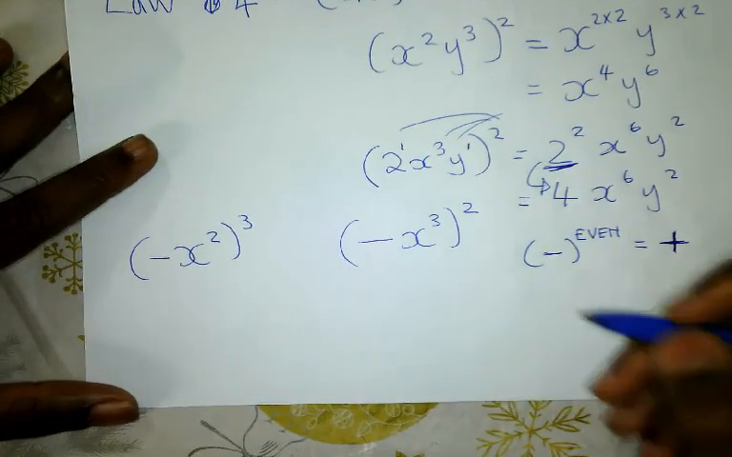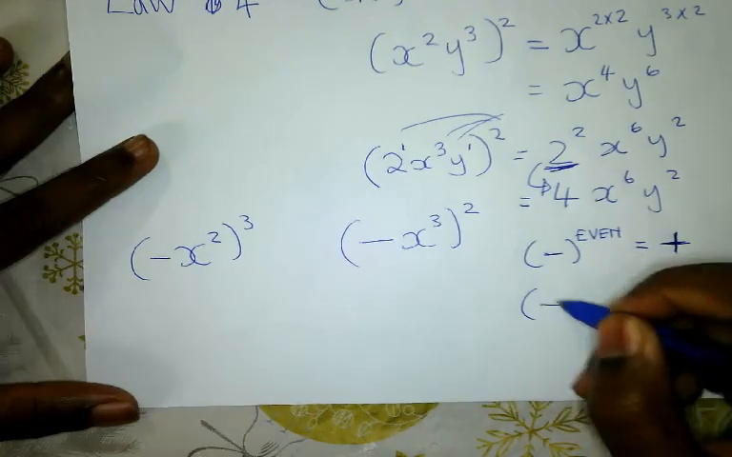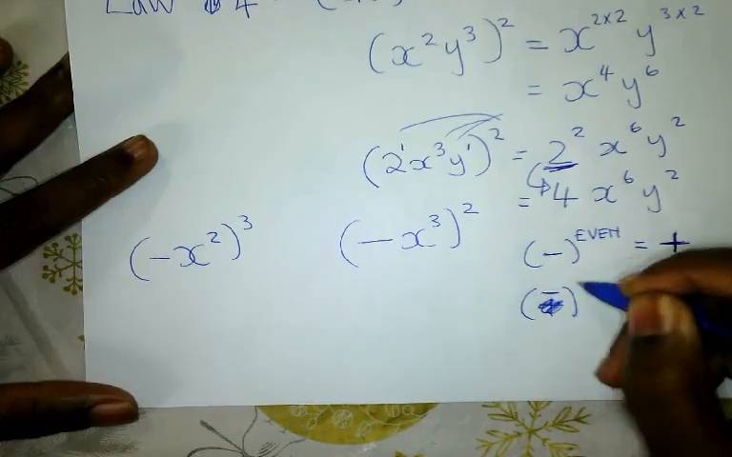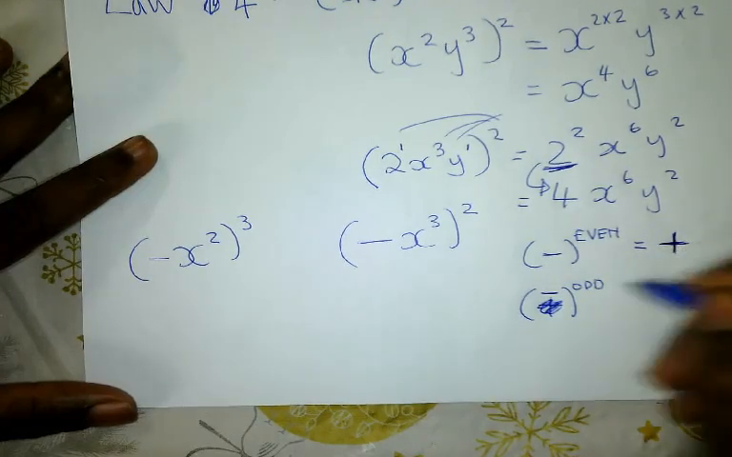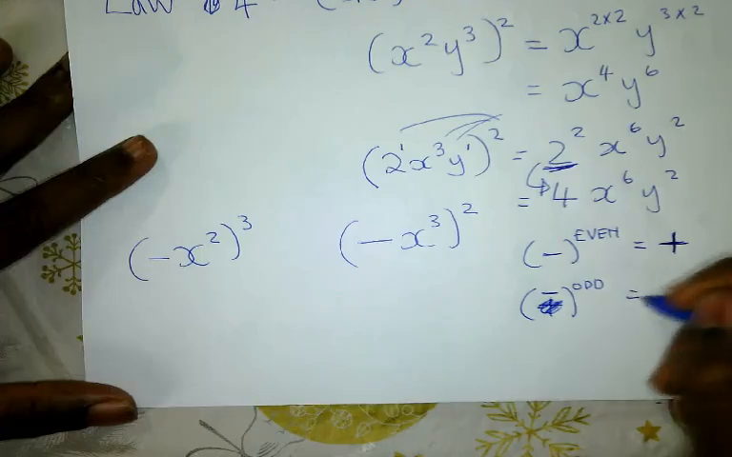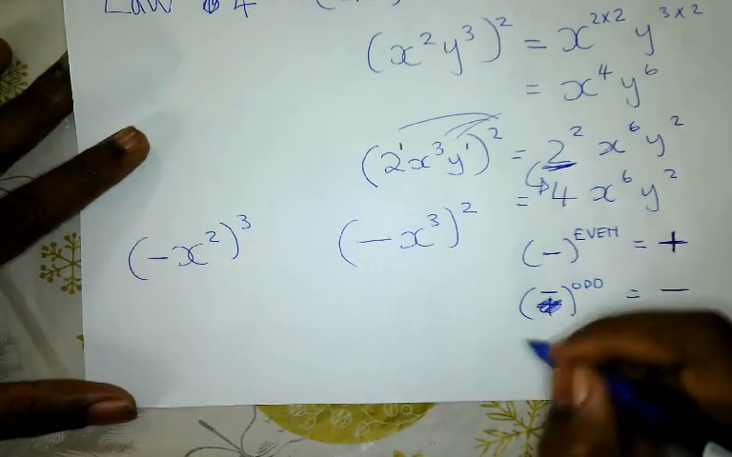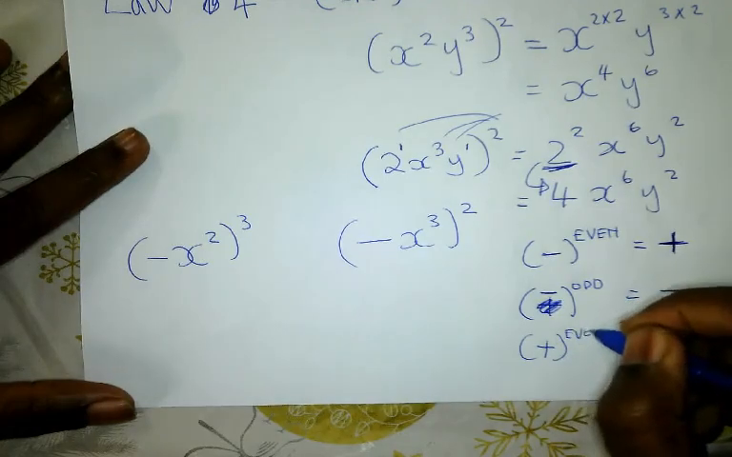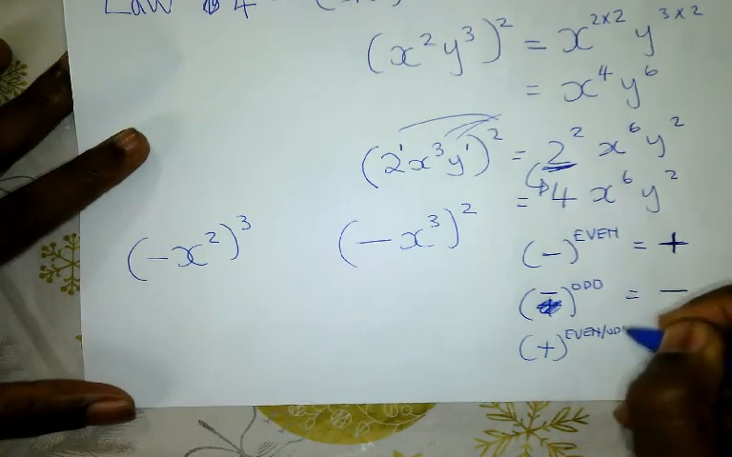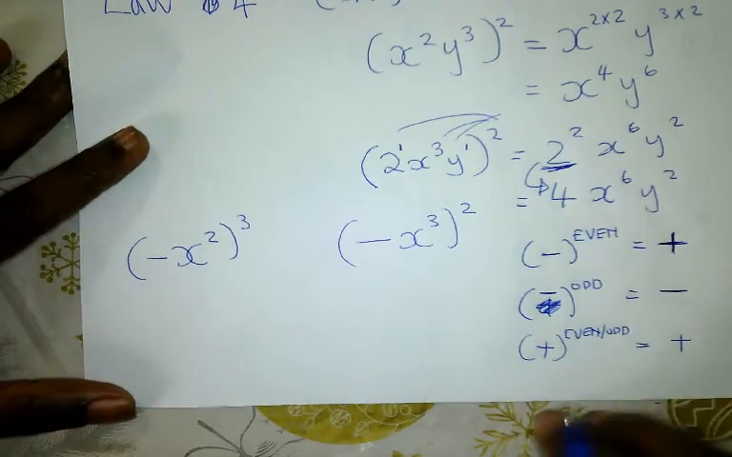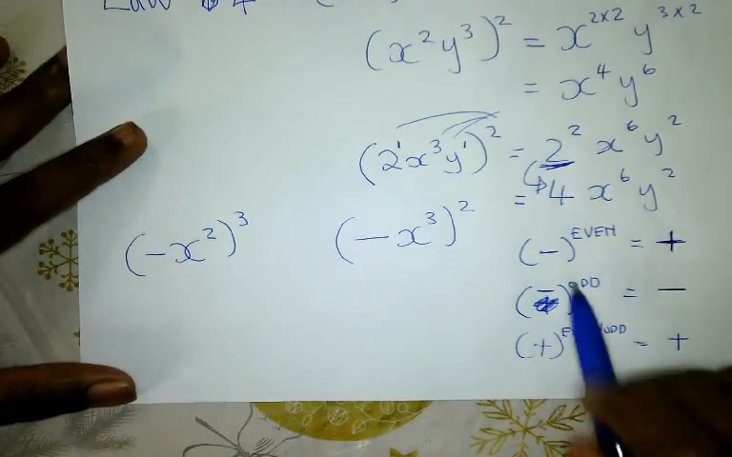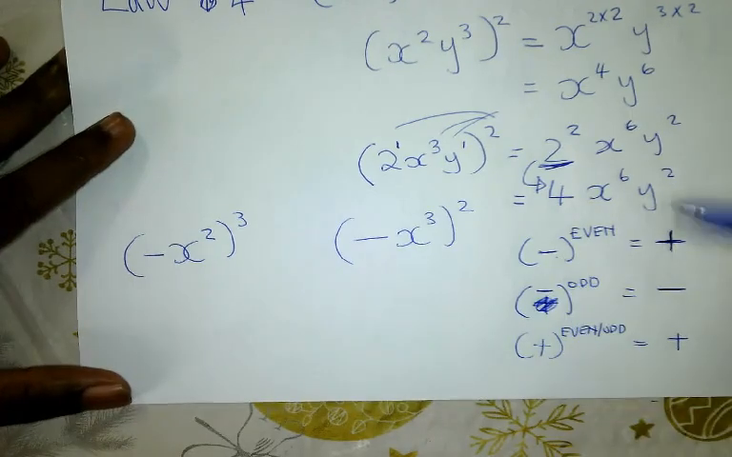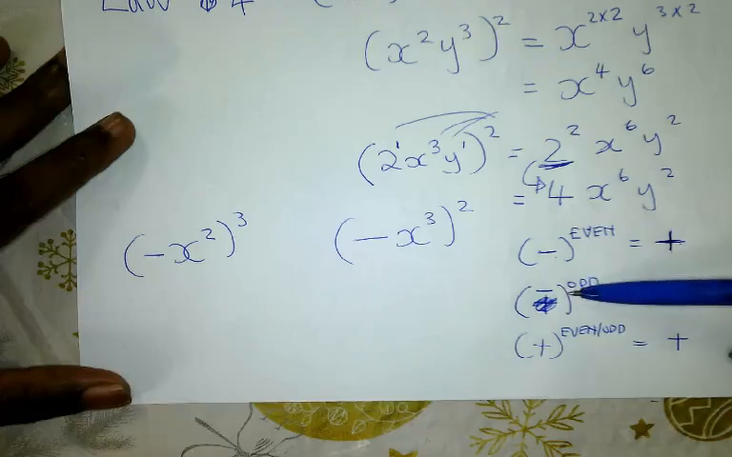And then if you have a negative number and then you have an odd exponent, the answer will always be a negative. And then if it's a positive, even or odd, the answer is always a positive. So we don't worry with that one. We only worry when we have a negative inside the bracket. Is that clear? Even number, positive, and then odd number, a negative.